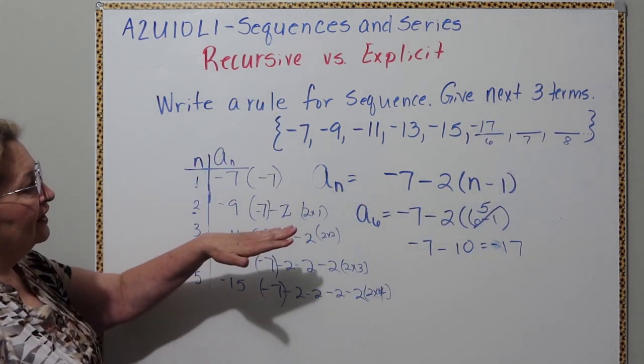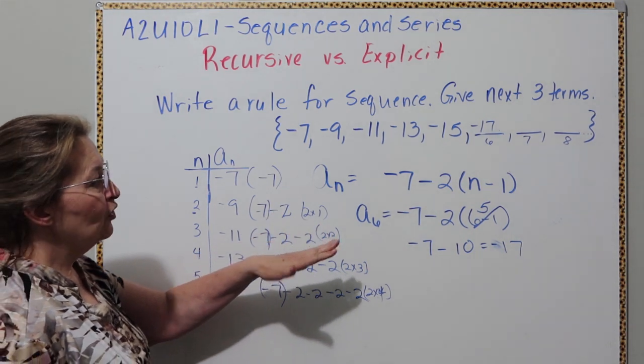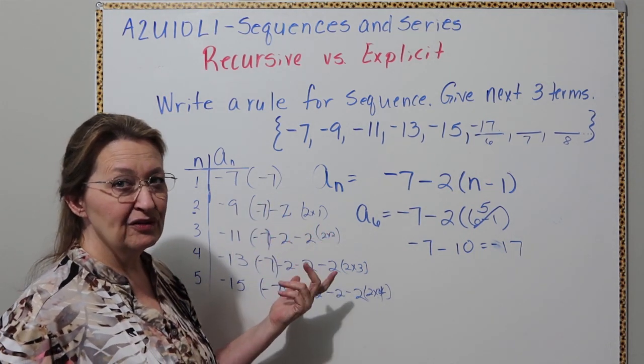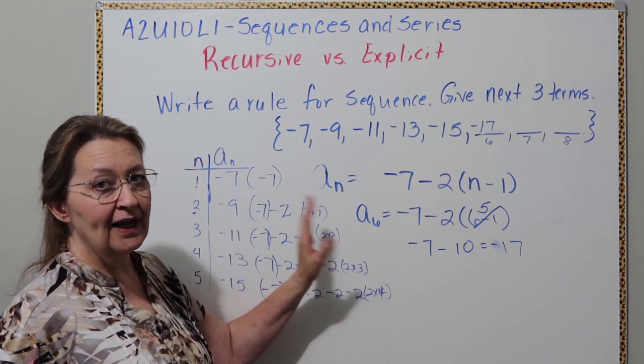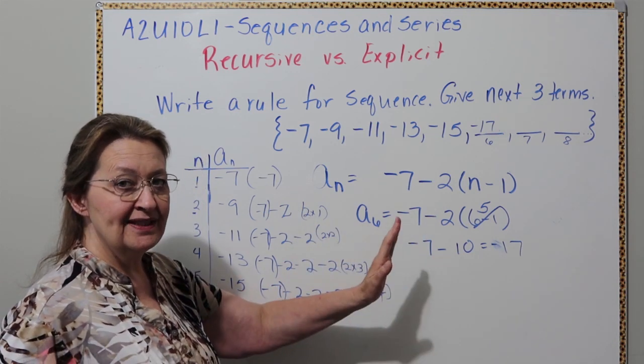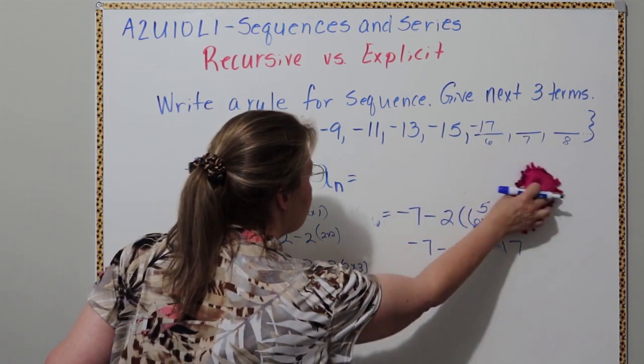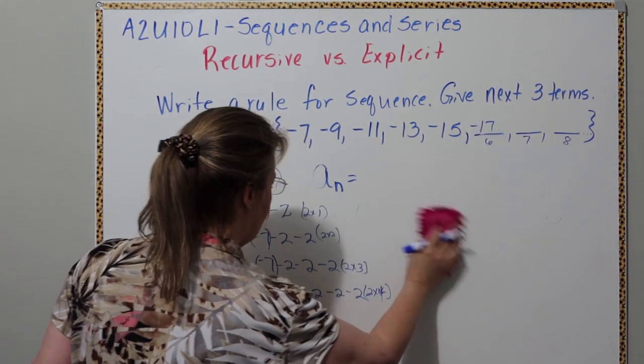Now let's find term number 7. This is the great thing about explicit. It doesn't matter what the term before it was. I could actually find term 107 using this formula, and I wouldn't need to find all the 106 terms before that. So let's just give it a try.